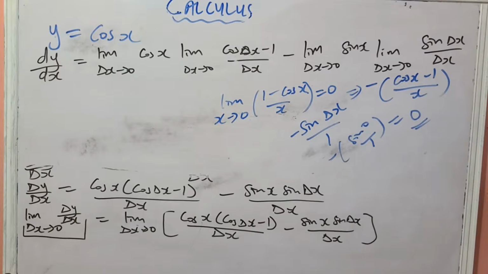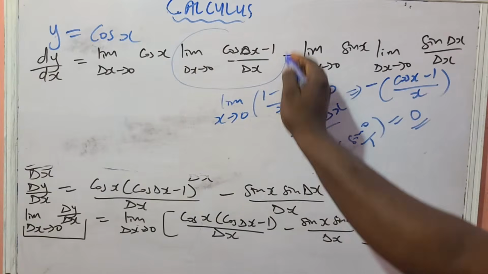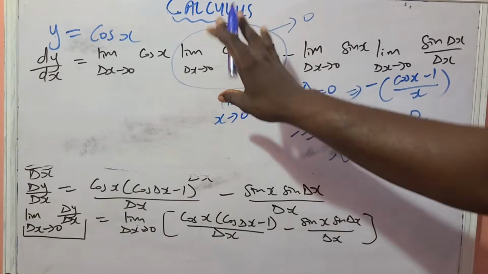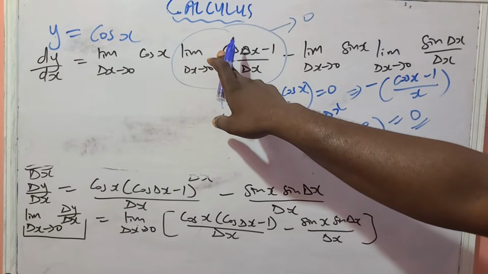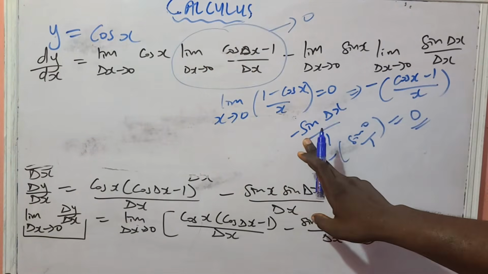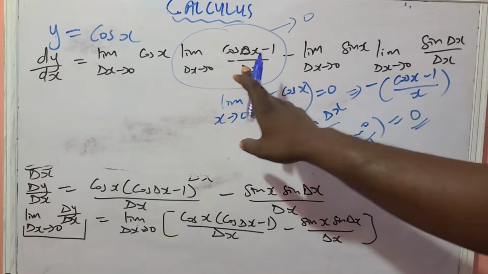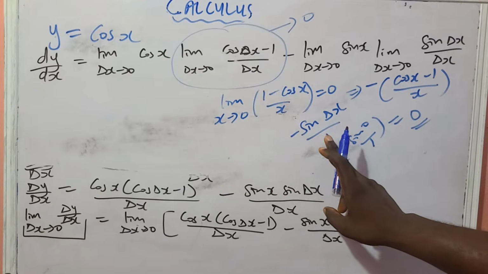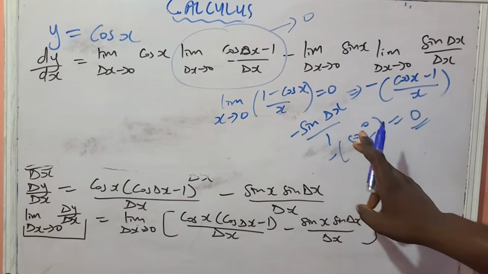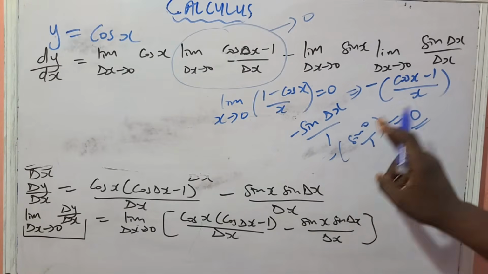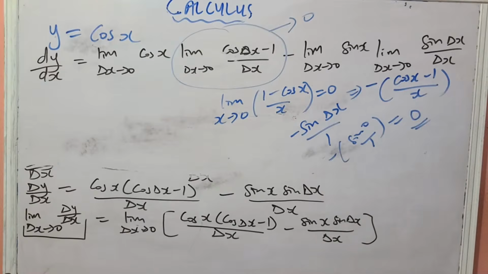So all I wanted to prove, all in all, is that what we have here will turn to 0. You can use your L'Hopital rule to prove it. You differentiate the numerator, you will get minus sine dx. Differentiate the denominator, you will get 1. If you put in x tending to 0, you get minus sine 0 over 1, which is minus 0, essentially 0.